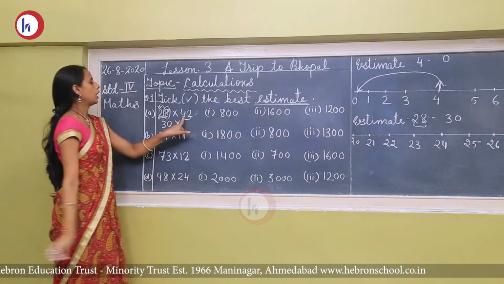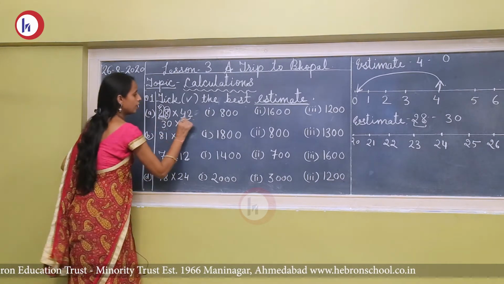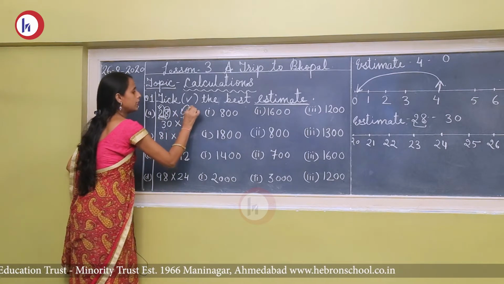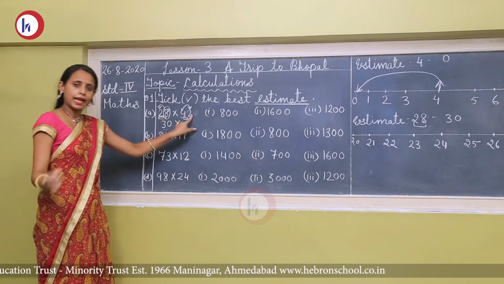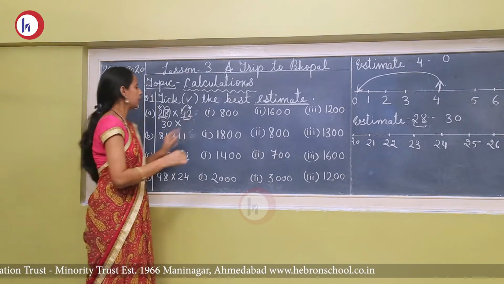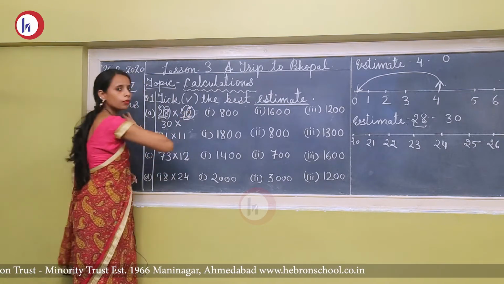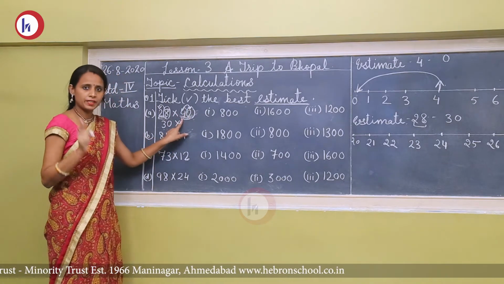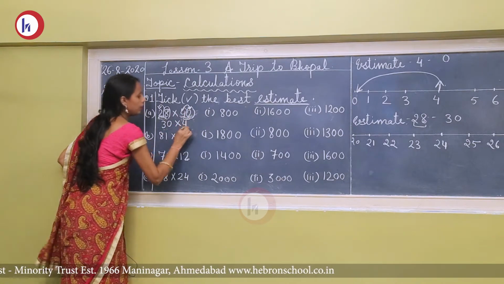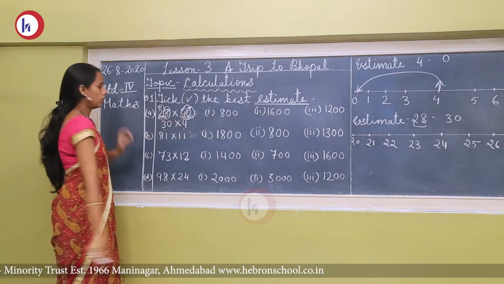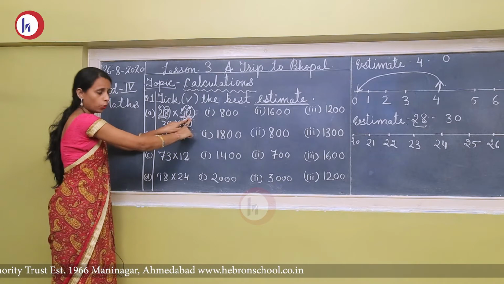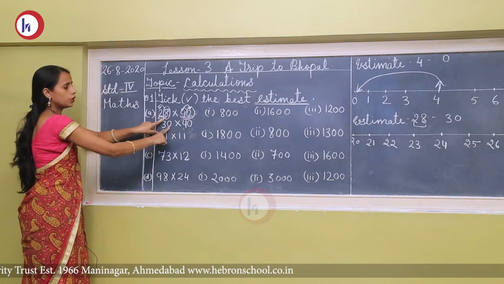Then here is 42. First of all, see the first digit 4 and after this see the next digit, which is 2. Is it less than 5 or more than 5? Yes, it is less than 5. So this digit will not be increased by 1. It will stay the same, 4. This digit will be changed into 0.